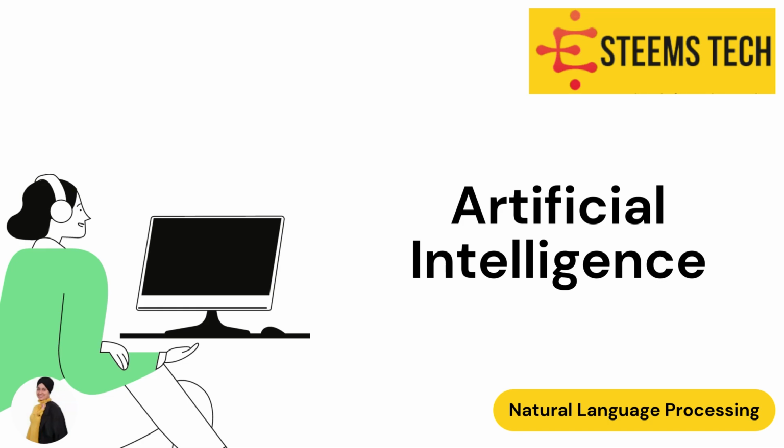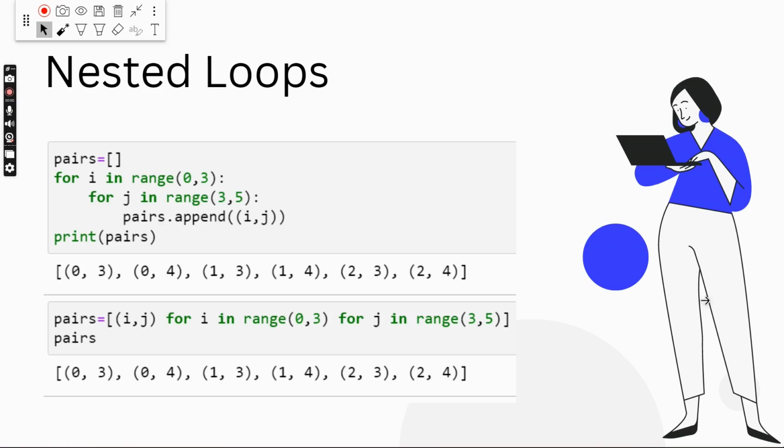Let's get started. In this tutorial, we are going to learn nested loops. Here we are going to create list comprehensions using nested loops. So we know nested loops are when we have a loop within a loop. You can see on the slide we have two programs. The first program contains two loops, and in the second program we are using two loops and we have created a list comprehension. Let's study the first program.